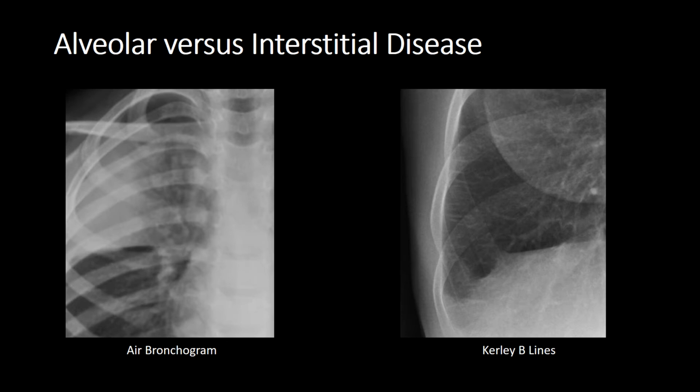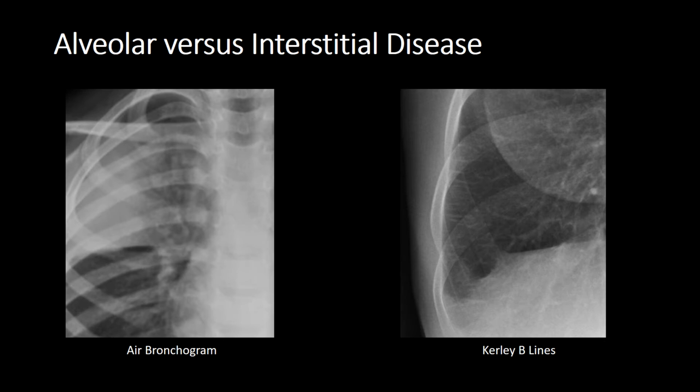So let's look at the difference between alveolar disease and interstitial disease radiographically. If you remember from the slide before, air bronchograms appear with alveolar disease. So what do I mean by an air bronchogram? What happens is you have these larger fluid-free airways and they appear dark against the background of the white outer lung.